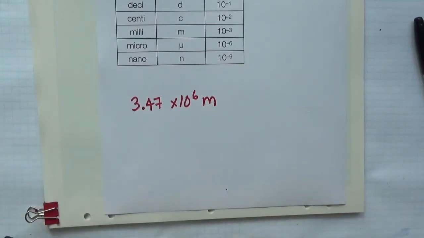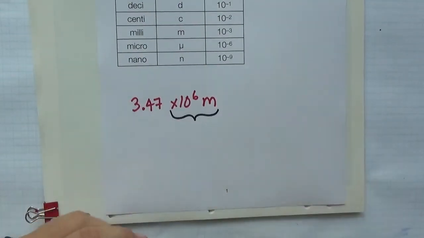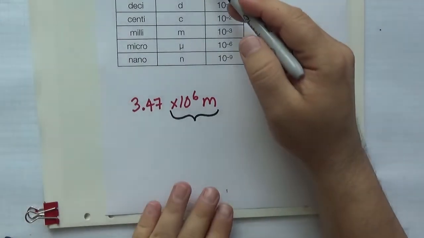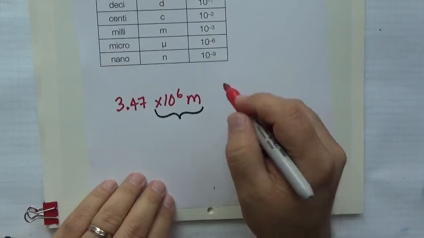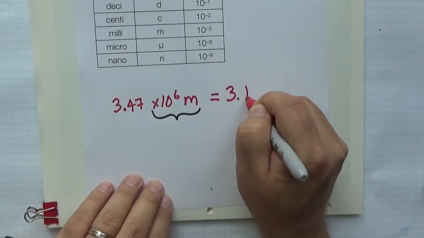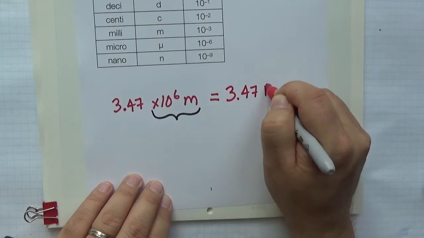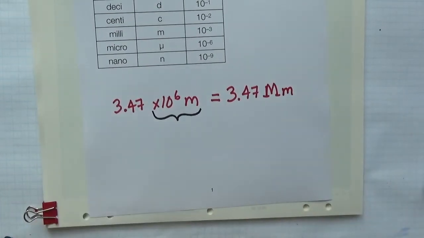The way metric prefixes work is I combine the power of 10 and the name of the unit together and replace it with the prefix name. So in this case, 3.47 times 10 to the 6 meters could be written as 3.47 mega, capital M, meters, little m. Okay, so that's one way that this could work.